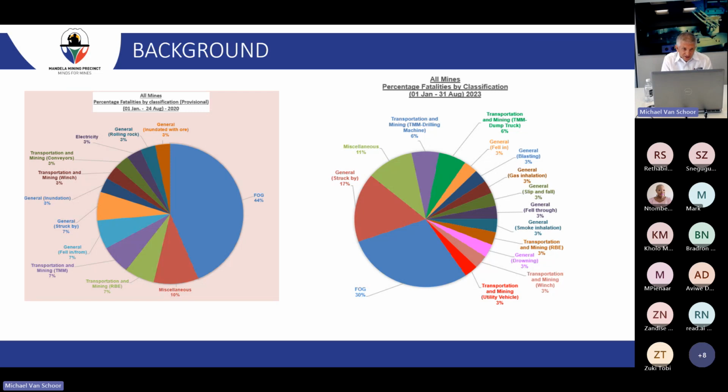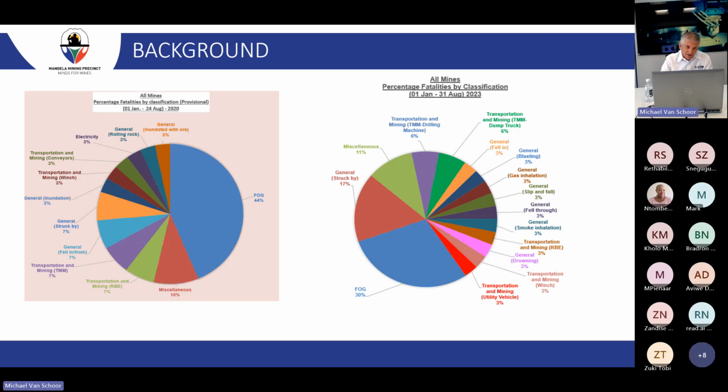I've got two pie charts here, one from 2020 that shows in that year almost half of all fatalities were related to falls of ground. And the one from two years ago, almost 40% were falls of ground. And that picture doesn't really change much from year to year. And we feel that the geophysical technologies like the ones that I'll be talking about can actually contribute to giving us advanced warning of these structures and hazards.